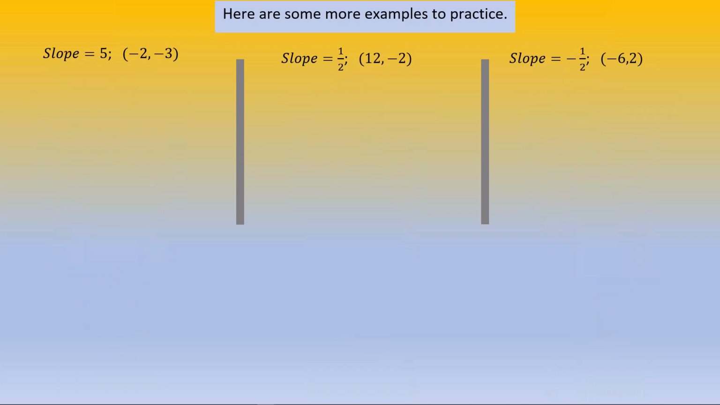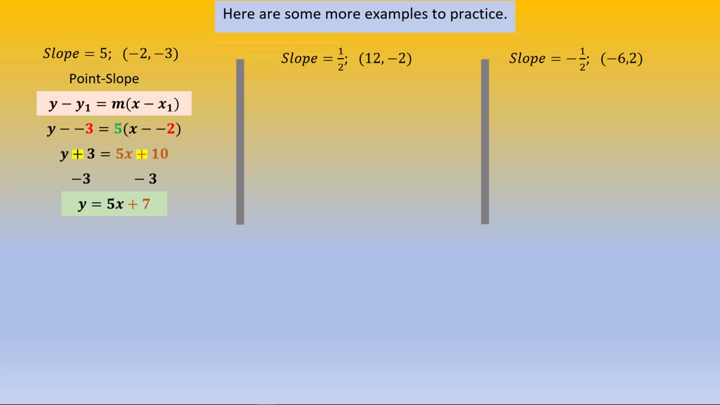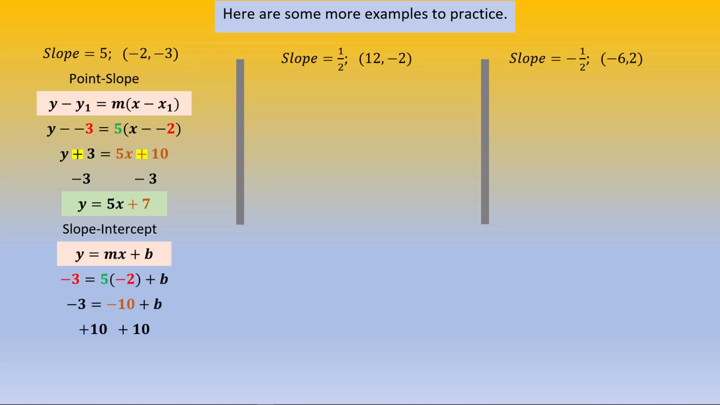Here are some more examples to practice. Slope of 5, point is -2, -3. The point-slope form plugs the values in, and we solve to get y equals 5x plus 7. Using the slope-intercept form, we plug in the values, solve for b, and we end up with the same equation.